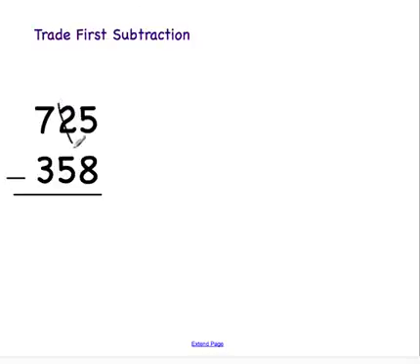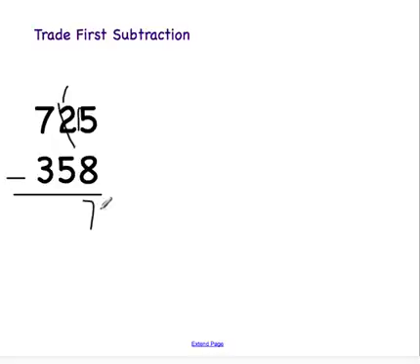I'm going to cross out the 2, which is worth 2 tens. I'm going to save 1 ten, and I'm going to give the other 10 to the ones place, and now it becomes 15, because 1 ten and 5 ones is 15. 15 take away 8 is 7, and I write that down.